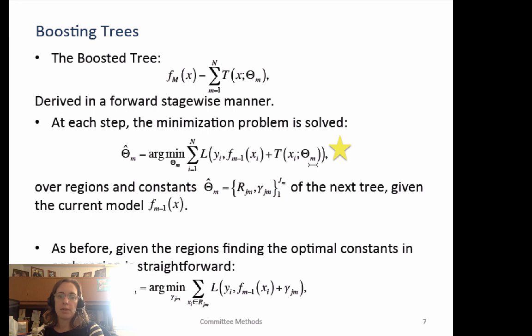Okay, so this is m minus 1. This means, of course, there is this dependence. So here we're going to be predicting this based on what can be viewed as kind of a step or a small change. So we're moving in an iterative way, and every single step depends on the last one. And this is going to be a minimization over theta hat, and theta m in this case is all of the regions and all of the assigned constants. And this is true for the next tree, given the current model f m minus 1. Okay, so this is the idea.